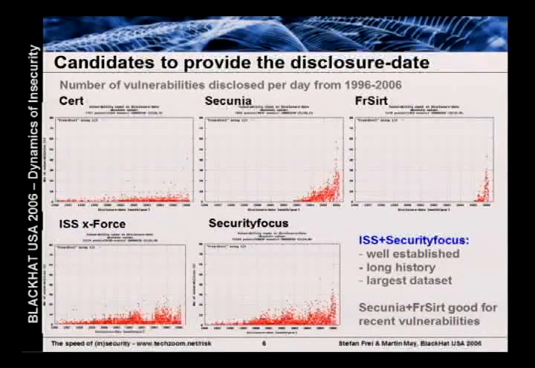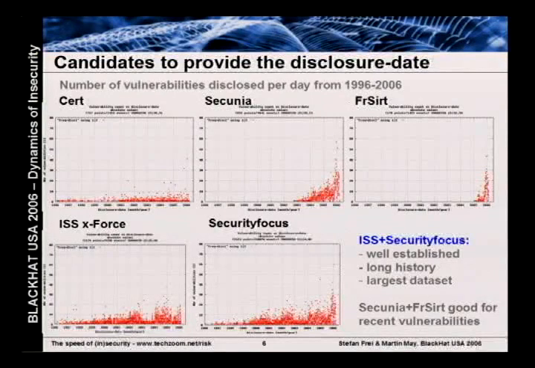When we look at those graphs, we have horizontally the timeline from 96 to 2006, and vertically the number of vulnerabilities disclosed by this entity per day. The scale goes from 0 to 80. When we look at this, we immediately see that Secunia and FR-CERT started relatively recently. So if you want to look back more than a couple of years, they cannot provide all the data we need. However, at the rate they provide data right now, this rate is very good and they are considered potential candidates for providing this disclosure date in the future.